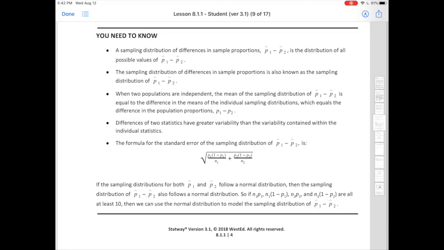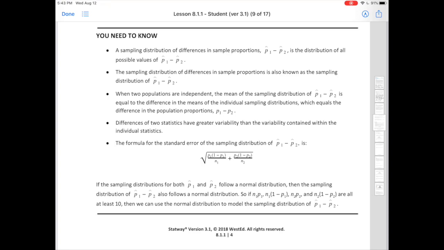So coming back to our lesson here, you need to know the following things. A sampling distribution of differences in sample proportions, P1 hat minus P2 hat, is the distribution of all possible values of P1 hat minus P2 hat. The sampling distribution of differences in sample proportions is also known as the sampling distribution of P1 hat minus P2 hat. When two populations are independent, the mean of the sampling distribution of P1 hat minus P2 hat is equal to the difference in the means of the individual sampling distributions, which equals the difference in the population proportions P1 minus P2.